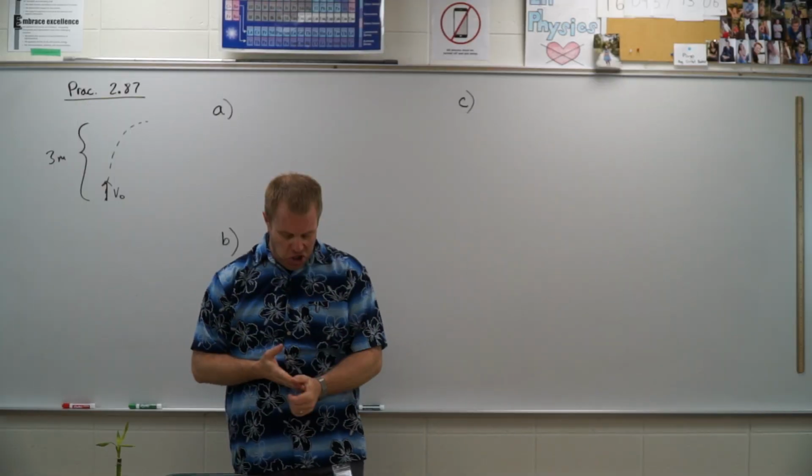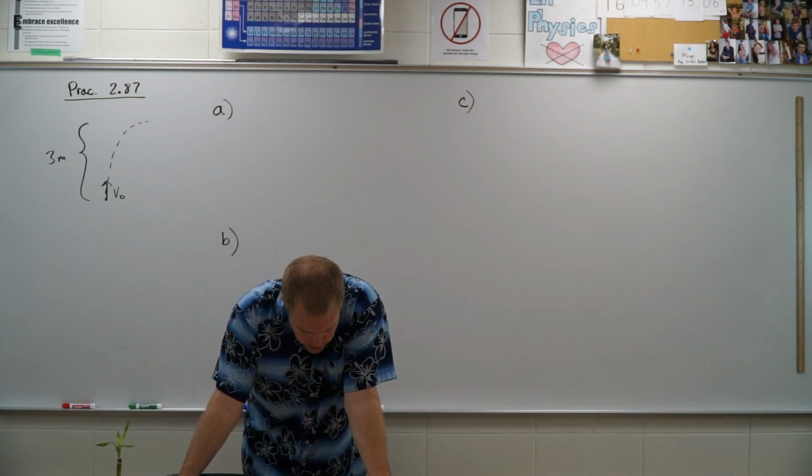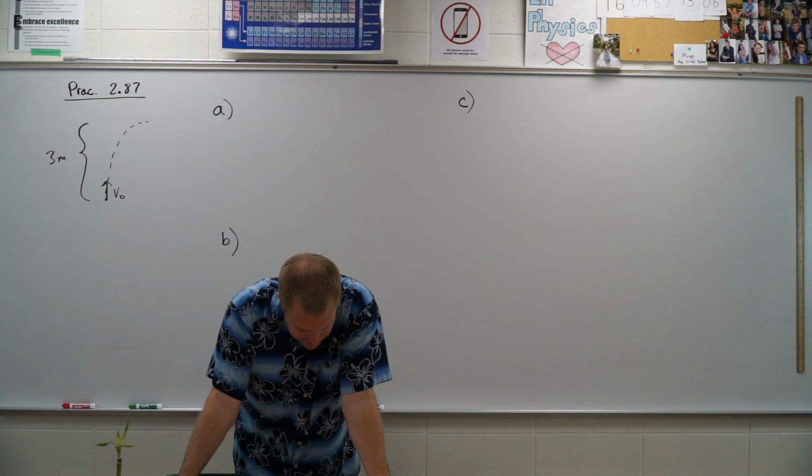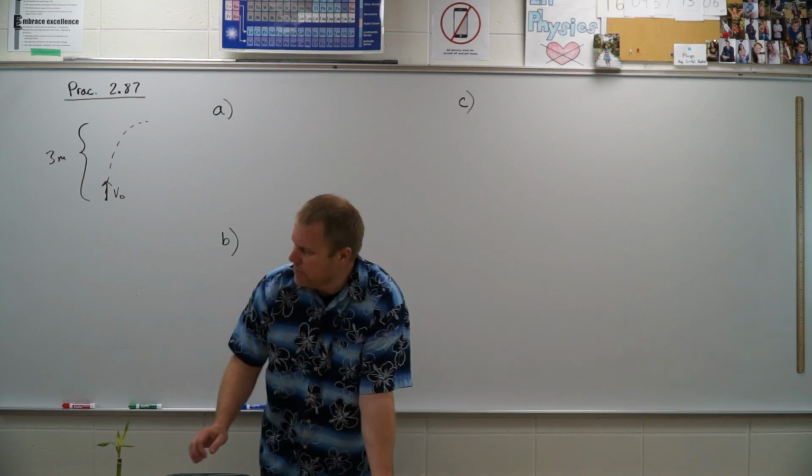Let's take a look at this juggler problem here. A juggler performs in a room whose ceiling is 3 meters above the level of his hand. He throws a ball upwards so that it just reaches the ceiling. What is the initial velocity of that ball?